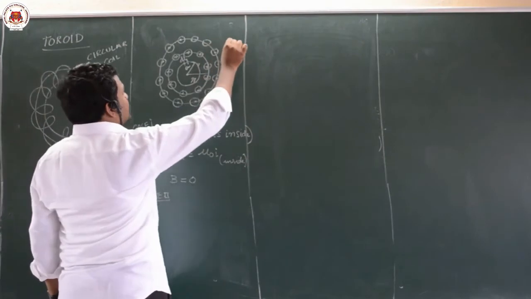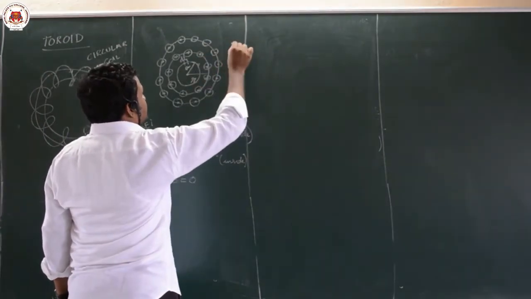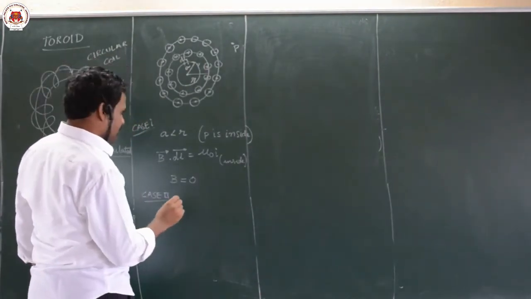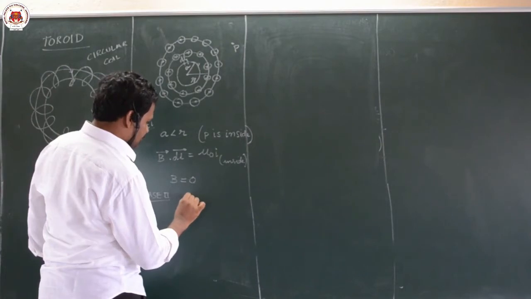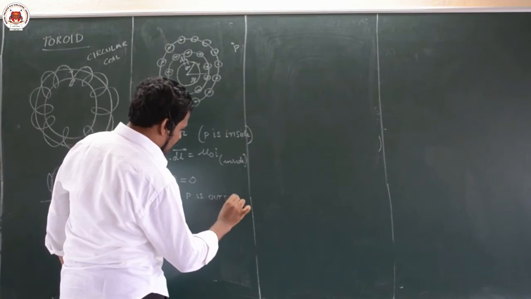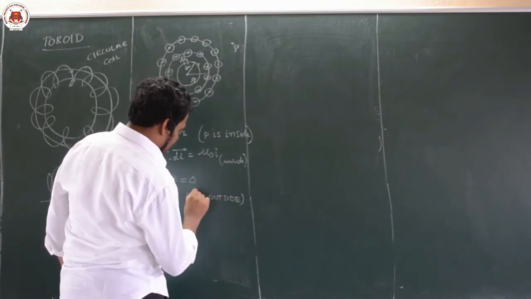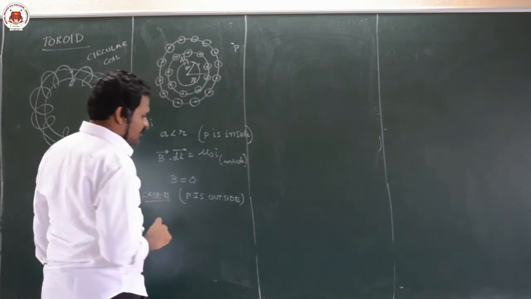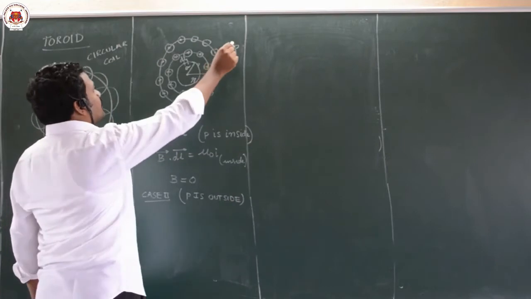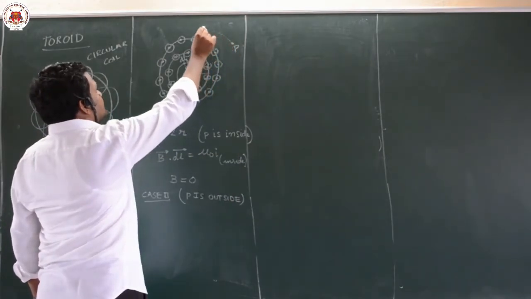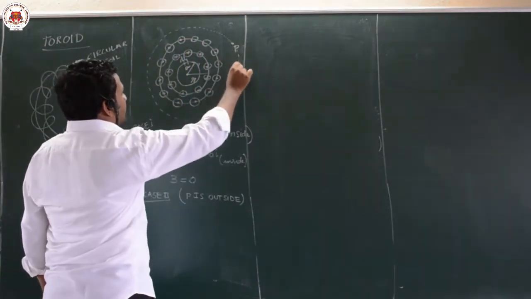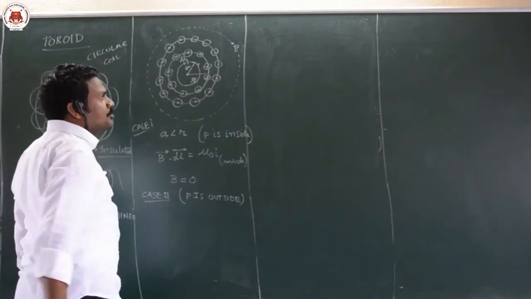You take a point outside. Now my P is here, P is outside. Take the Ampere loop, complete the loop like this. This is the loop.